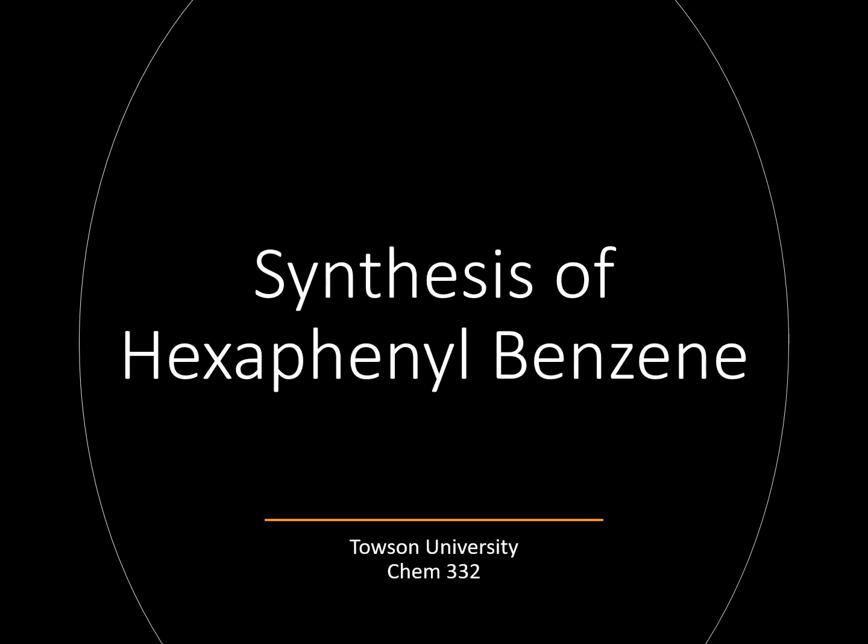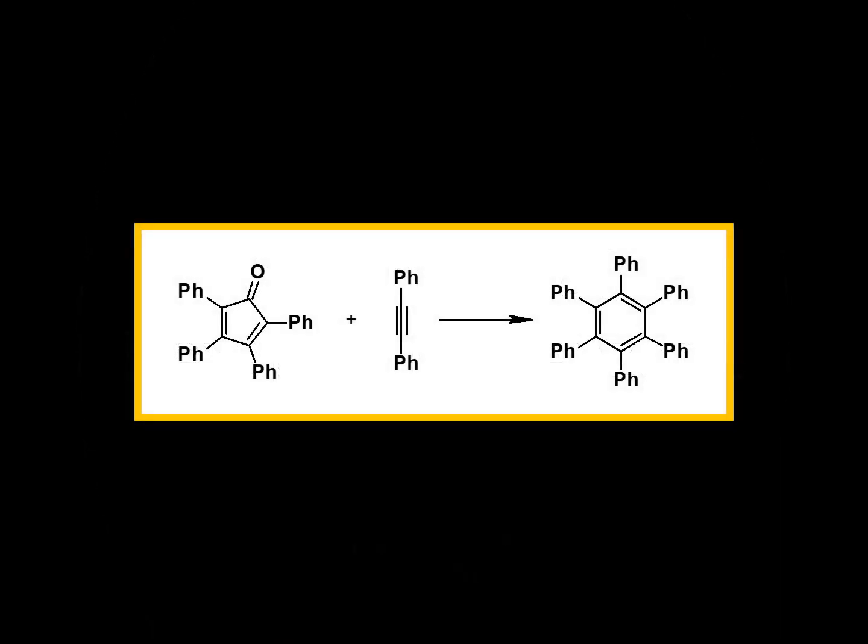Today we will be synthesizing hexaphenyl benzene. This is the second step of our two-step synthesis of hexaphenyl benzene. Last week we synthesized tetraphenyl cyclopentadienone, and this week we will be doing a Diels-Alder reaction of the compound from last week with diphenylacetylene in order to generate the hexaphenyl benzene.